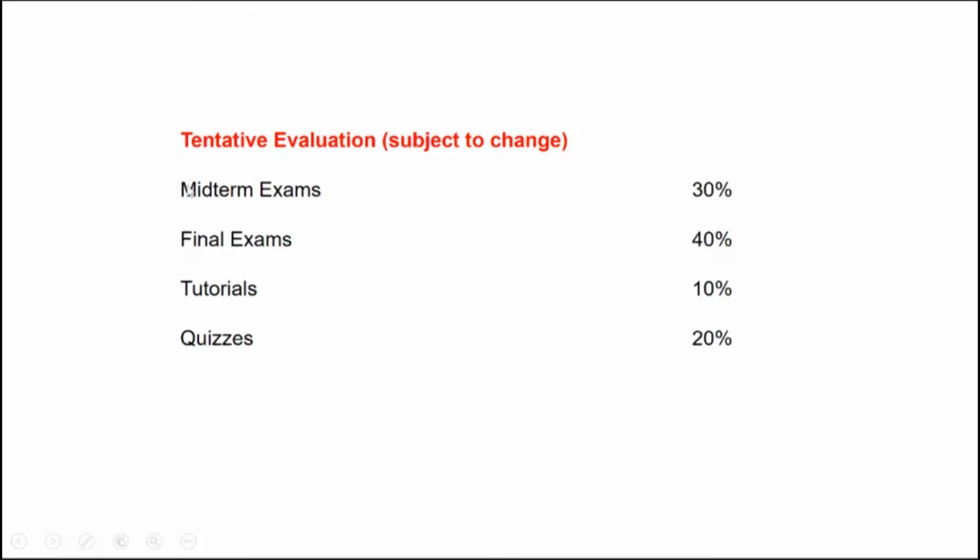We'll have written midterm exams. Instead of a single exam, we may break it up into 2 or 3 smaller exams. We'll see how to do it in a convenient manner. The weightage also may change, but the tentative weightage is about 30%. Similarly, final exams are there. Tutorials are 10%, quizzes are 20%, so it's all new to us.